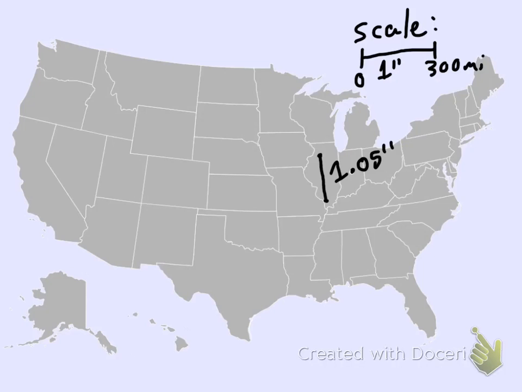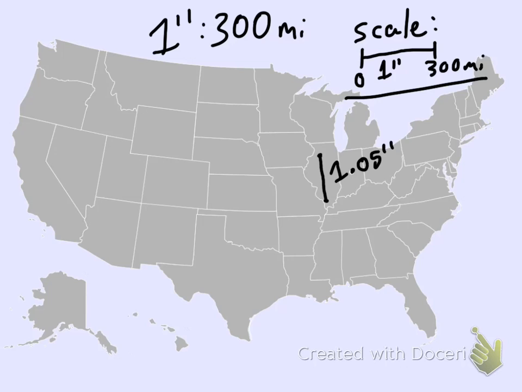What we're going to do is create two ratios, and we're going to get a proportion. Our first ratio is going to come from this scale. This scale says that for every 1 inch, we get 300 miles. So there's our ratio for the scale. The ratio for what we're looking at says that we have 1.05 inches and we're trying to find the miles. And if we're trying to find something, we normally give that a variable, so we'll call that x.